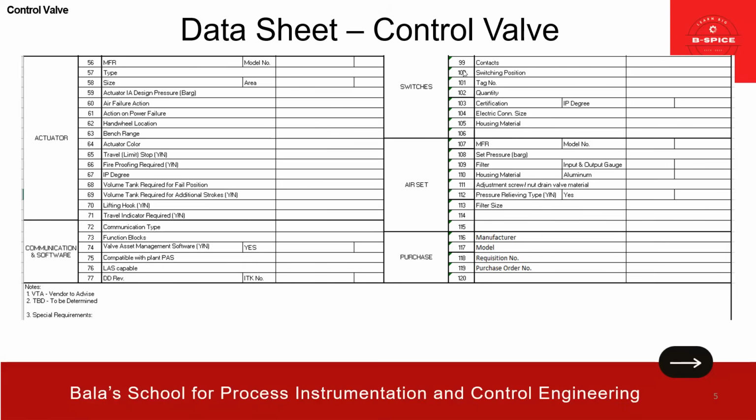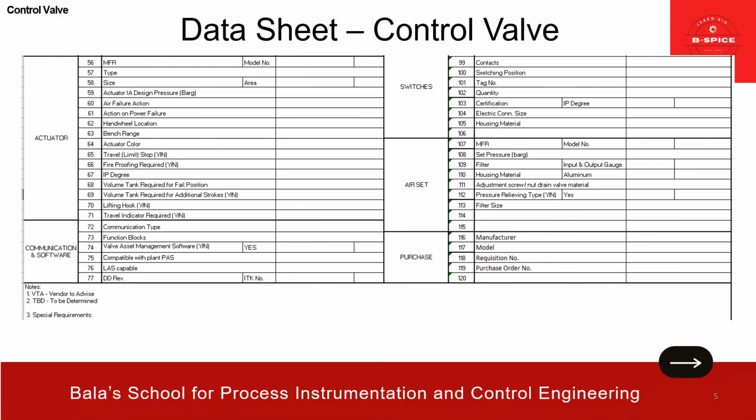And additionally, we have some other things called switches. For example, what is the contact rating, switching position, tag number, quantity, certification and IP rating, connection size, housing material, etc. Then we have the air filter regulator: manufacturer, model, set pressure, filter, input and output gauge, housing material. In this case, it's aluminum. Like this, all these things, and of course the purchaser details. And in addition to all this, we also have some special requirements we'll be dealing with in the subsequent slides.